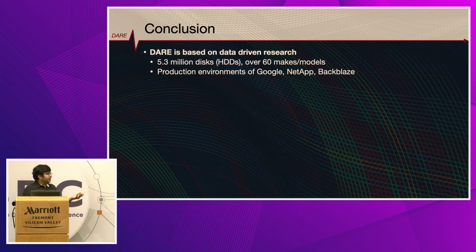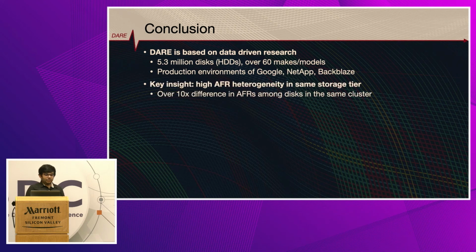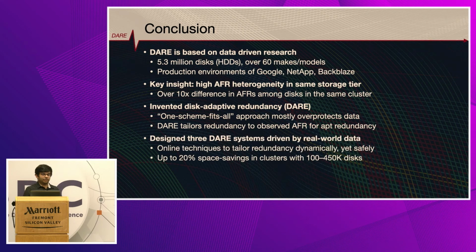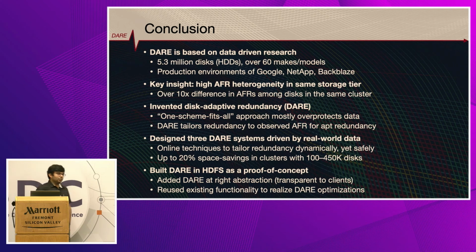So finally, disk adaptive redundancy is data-driven research based on looking at millions of disks in the fleet. It shows that there is a high AFR difference, up to 10x, even in the same cluster. We have made the case for disk adaptive redundancy to tailor redundancy to the observed failure rate heterogeneity, designed 3 systems that showcase the different ways to do disk adaptive redundancy, promising huge savings, and also showed proof of concept by building disk adaptive redundancy in HDFS.